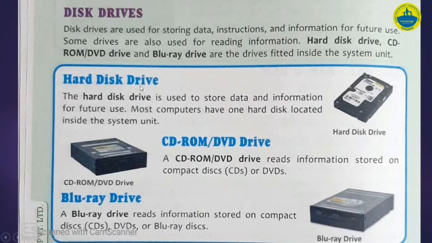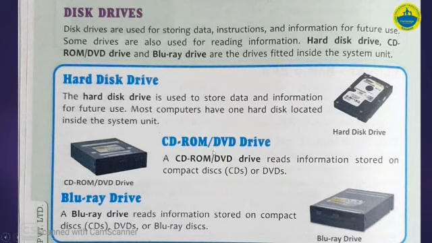First is the hard disk. It is used to store data for future use, and most computers have one hard disk located inside the system unit. Every computer, every laptop has one storage device which is called the hard disk. Whatever you store in the computer will always remain in the hard disk.